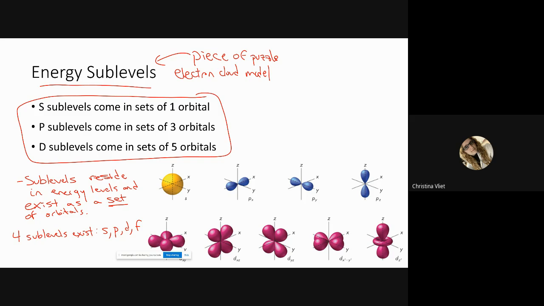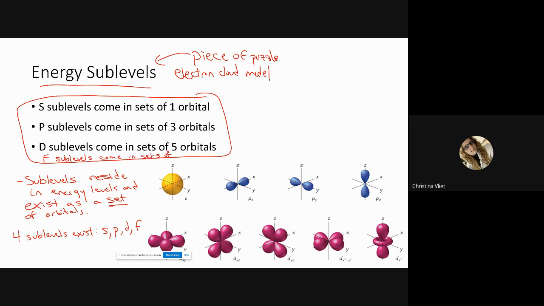The reason why I didn't write F initially is because F is actually not tested by Cambridge. But it exists, so you should be able to draw a pattern here, and we are going to talk about F in this class because it does exist, and elements naturally do exist that have F orbitals. So if S comes in a set of 1, P comes in a set of 3, and D comes in a set of 5, can you infer how many orbitals F would have? So F, and you may want to write that down, F sublevels come in a set of 7.